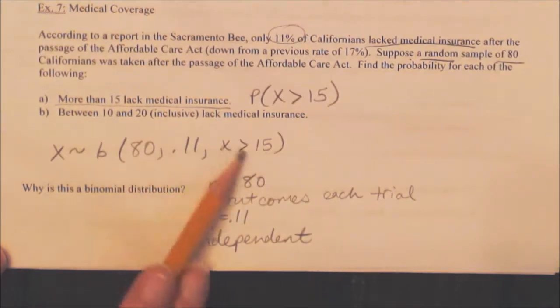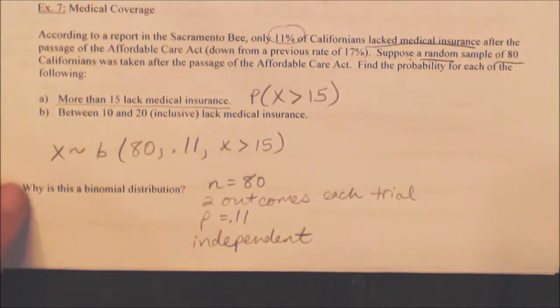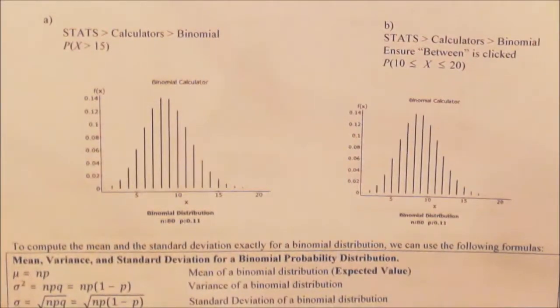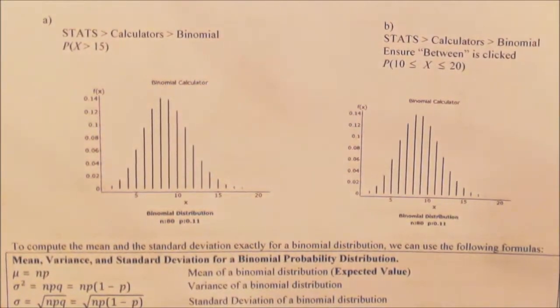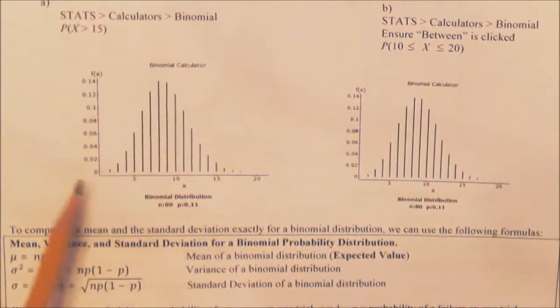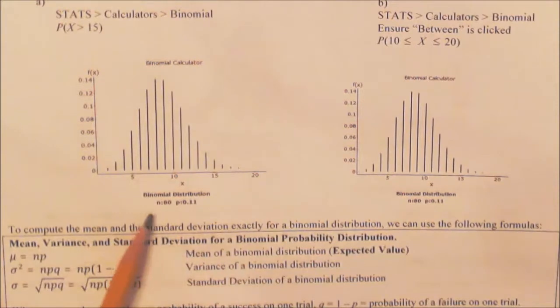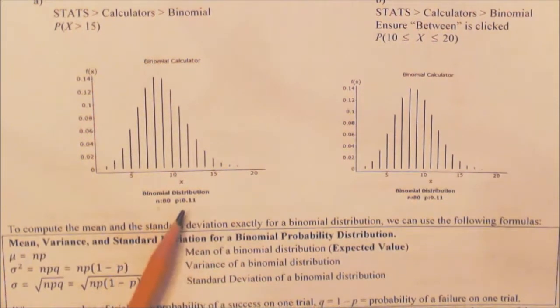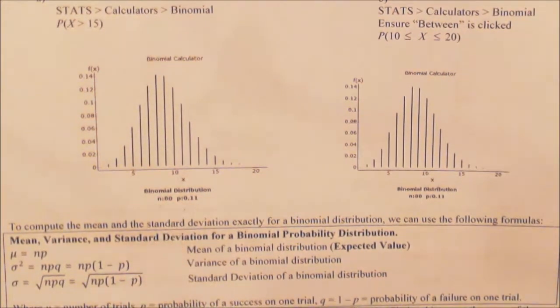But the idea is we're going to put all of this into StatCrunch and figure out what the probability is. If you have StatCrunch pulled up, I'd go ahead and put these numbers in just for practice. But if you flip the page, you can see the probability for the first one. There's the distribution. You can see that it looks roughly symmetric because we have a large sample size of 80. The probability of each success is 11%.